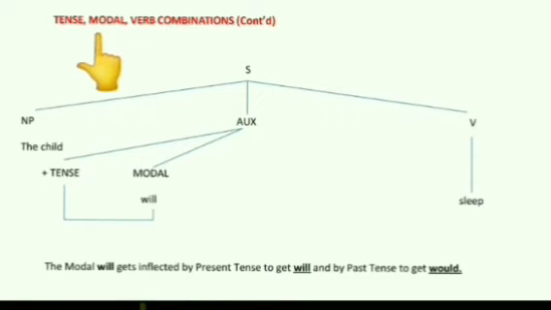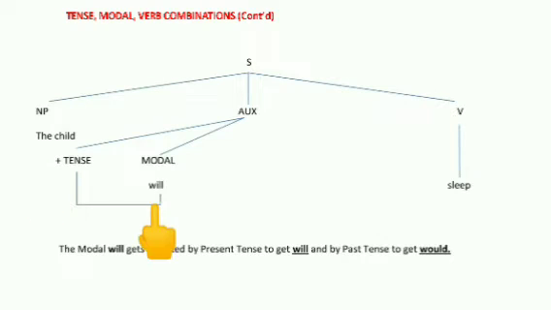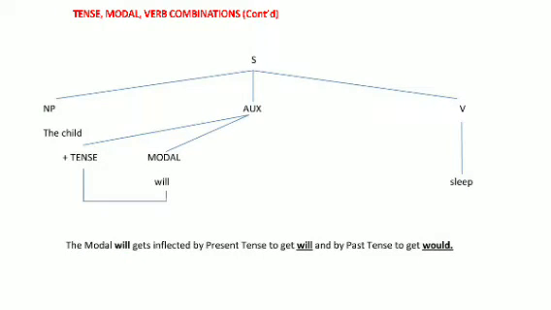Tense, modal, verb combinations continued. Sentence, noun phrase, and verb. The child will sleep. The modal will gets inflected by the present tense to get will and by past tense to get would.